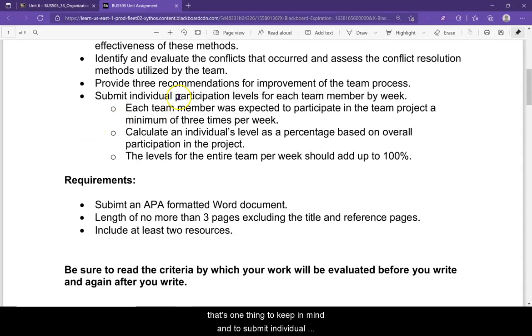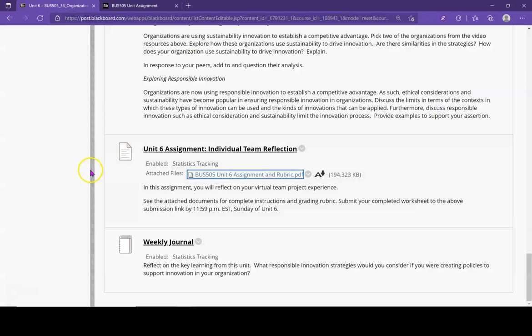And submit individual participation levels for each team member by week. Right, so how did each team member perform? How do you think you all work together? So again, do that. Make sure you have no more than 3 pages and that you are using APA format. And you want to use at least 2 resources there. So that's the main assignment for the week.